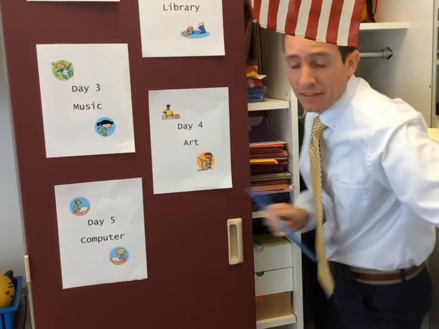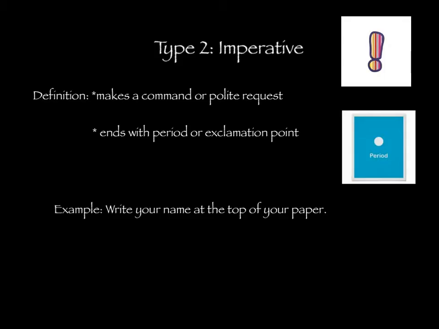Mr. Gingrich, I found... Hey, what's an imperative sentence? Well, Mr. Geiselman, an imperative sentence makes a command or a polite request. A polite request can start with a word such as please. The sentence ends with a period or an exclamation point, depending on what is being said. The example that we have for you is, write your name on the top of this paper. Please make sure to pause the video so you can write down the definition and your own sentence.